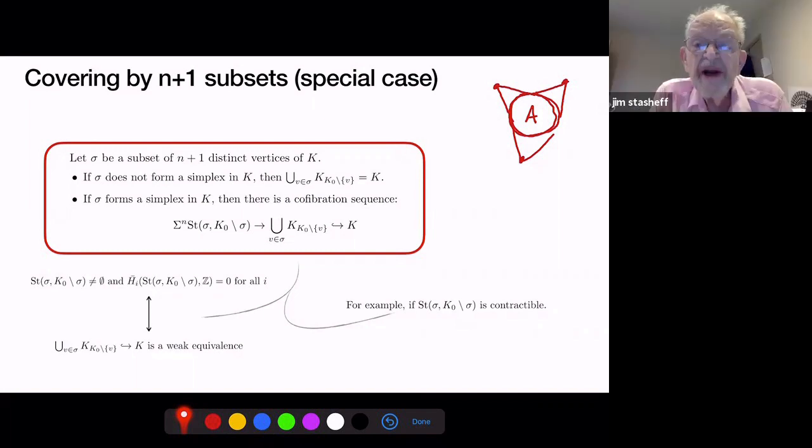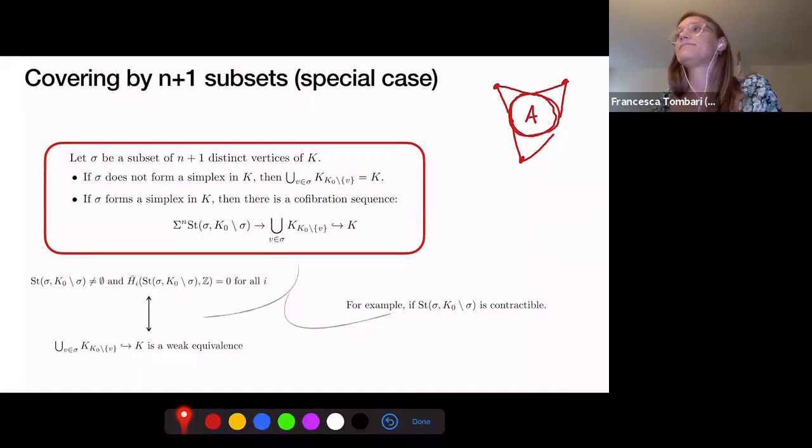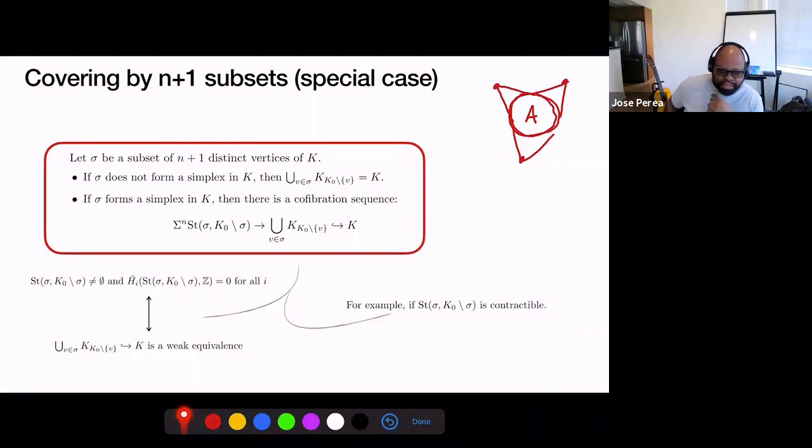So even for 3, for any 3, it's not decided yet? No, exactly. Oh, wow.